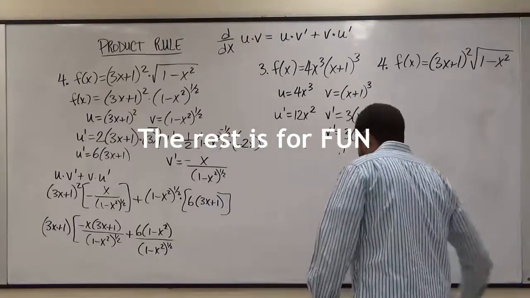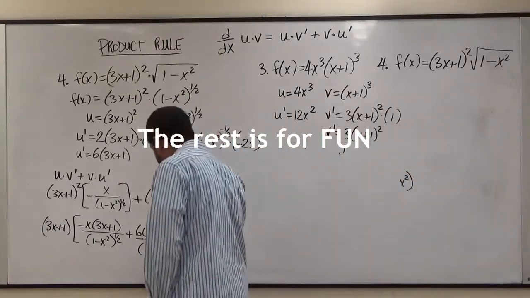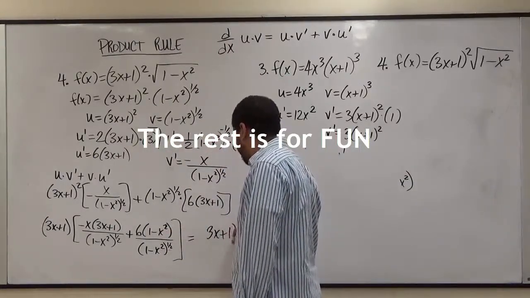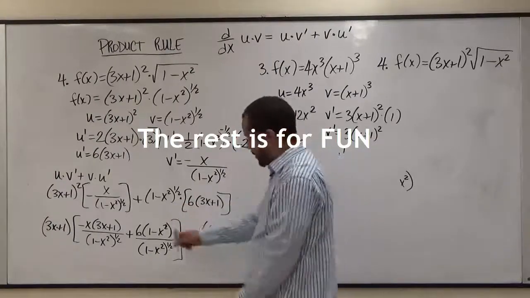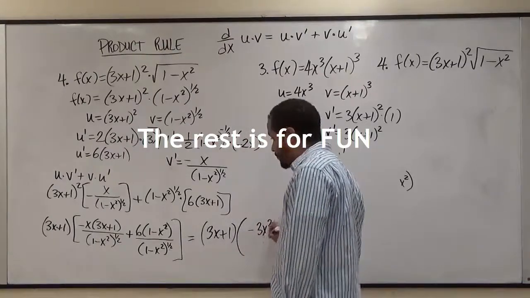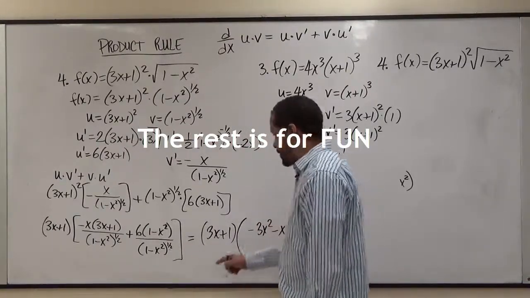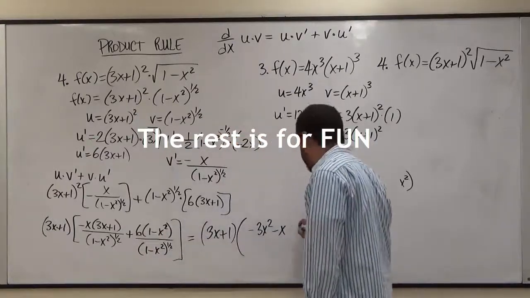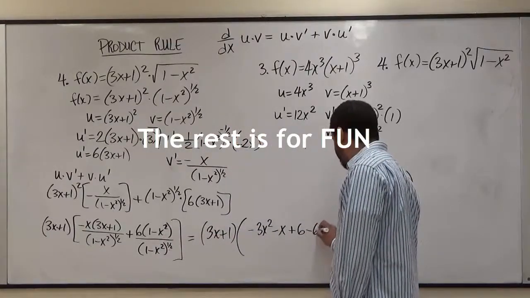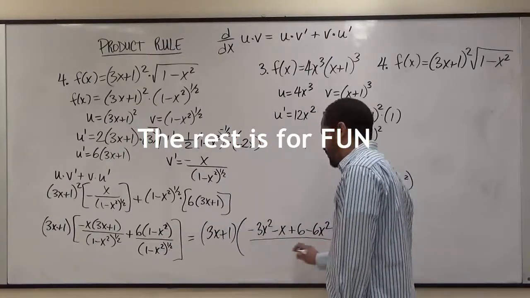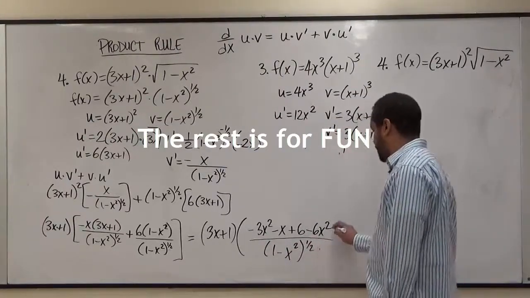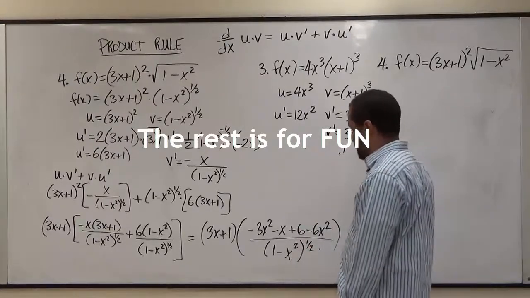And this is what I'm going to be left with. So let's say what we have next is 3x plus 1. And on top here, I'm going to have negative 3x squared minus x. And here, when I distribute this, I'm going to have positive 6. And then I'm going to have negative 6x squared. And all of this is going to be over just (1 minus x to the second power) to the power 1/2. And now I could combine like terms on top.